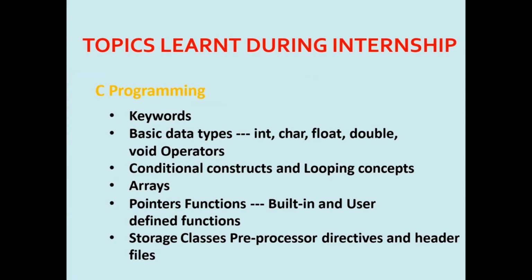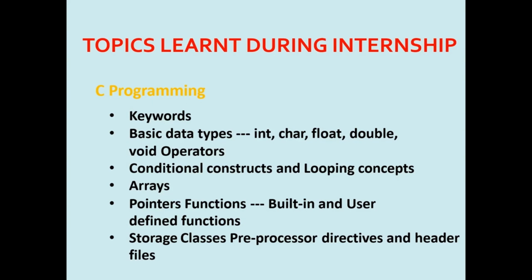In the C programming, we have covered the concept of the keywords. There are totally 32 keywords in C, and the basic data types such as integer, character, float, double, and void, operators, conditional constructs such as if loop and if else ladder, and then looping concepts include for loop, while loop, and do while loop. In the concept of arrays, we have learned how to store multiple variables of similar data type in a single dimensional or multi-dimensional.